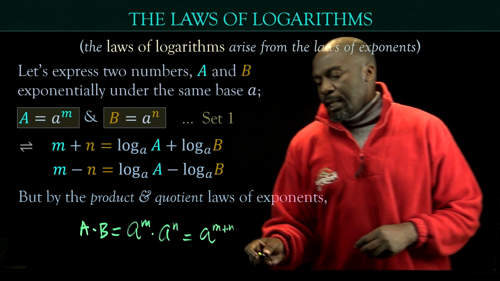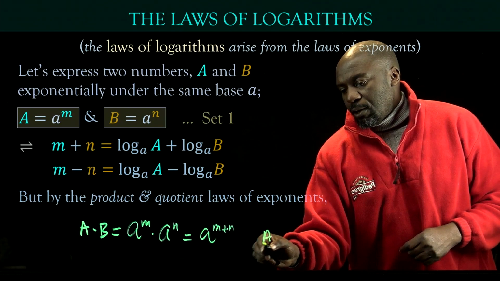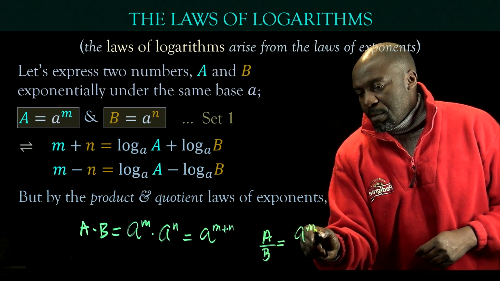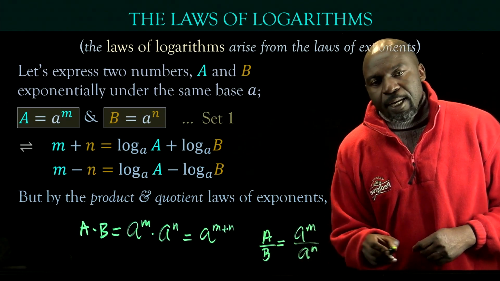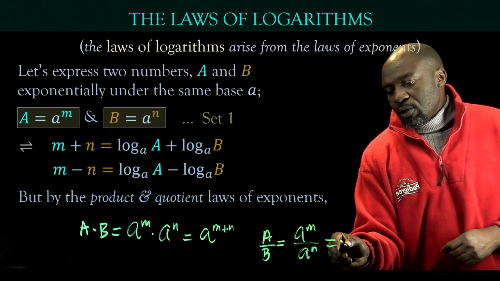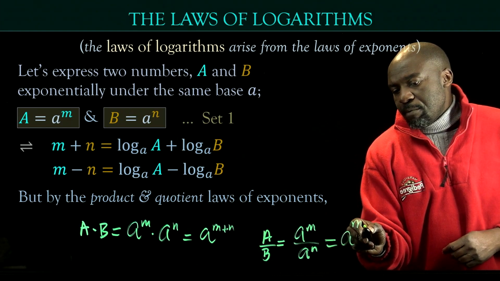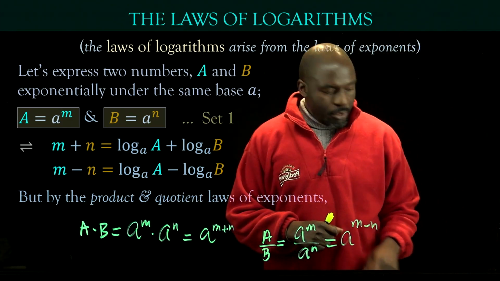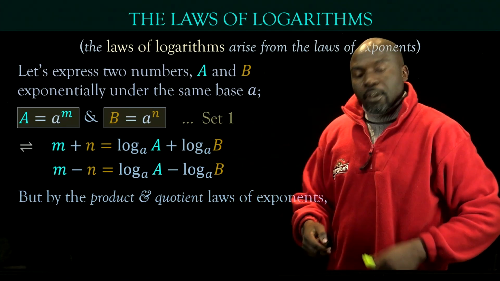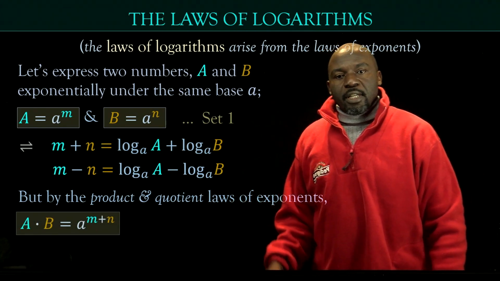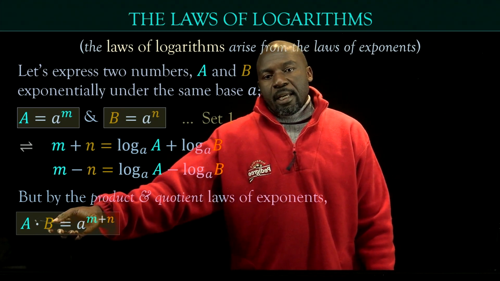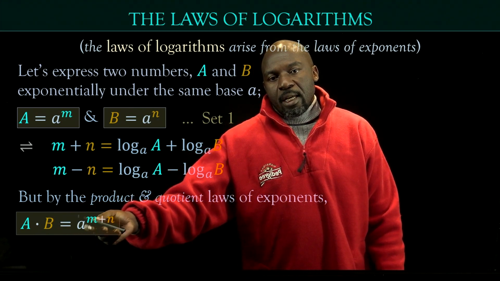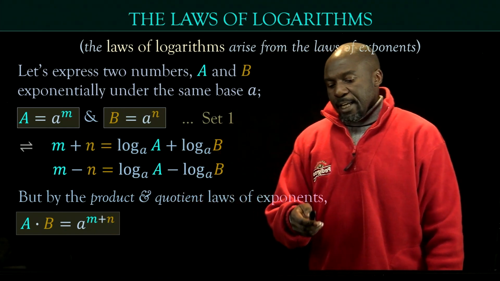Okay? Similarly, I also know that a over b is going to be the same as a to the power m over a to the power n, which in turn is going to be a to the power m minus n. So this is from our knowledge of the laws of exponents. Right, and therefore we can express that neatly as a times b is going to be the lowercase a, the base a, to the power of m plus n.